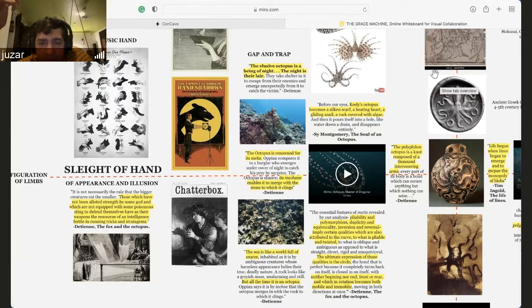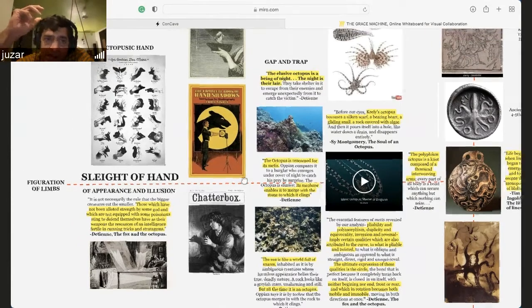The sea is like a world full of snares, inhabited as it is by ambiguous creatures whose harmless appearance belies their true deadly nature. Our rocks look like a greyish mass, unalarming and still, but all the time it is an octopus. So from there, from the gap and the trap, we move towards the sleight of hand itself, and actually what the hand is capable of.